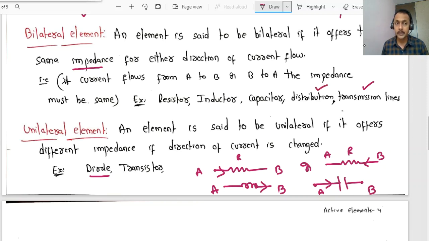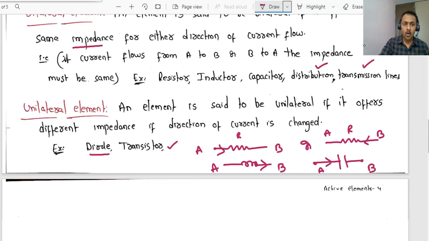So those lines and resistors, inductors, capacitors, all these are examples for bilateral element. Coming to the unilateral element, transistors and diodes are the example for unilateral element. The key point is the impedance offered must be same for either direction of the current flow, right?